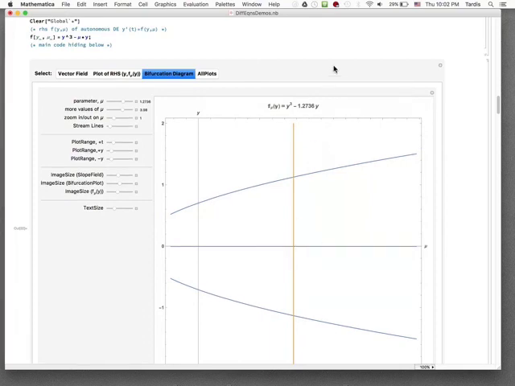So that completes this more difficult example, and I will leave you to look at the problems in the textbook for additional examples.